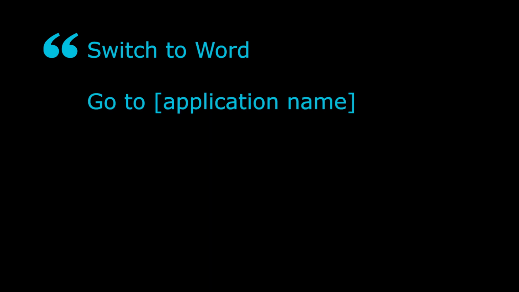To switch between open applications, say Switch to, followed by the application name. For example, switch to Word. You can also use the command go to, followed by the name of the application, such as go to Edge. This is useful when you have multiple applications open and you want to move between them.